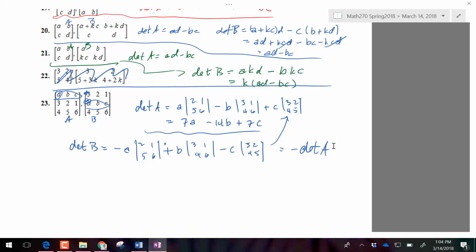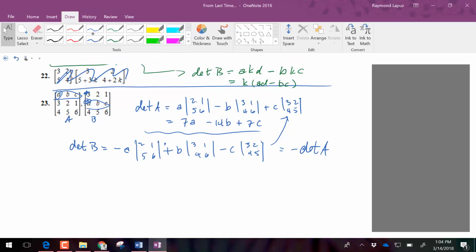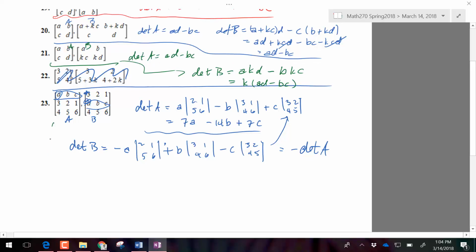All right, let's see if we can swap row 1 and row 3. Let's see what we get. So let's swap row 1 and row 3 and create a new matrix C. So that would be 4, 5, 6, 3, 2, 1, A, B, C.